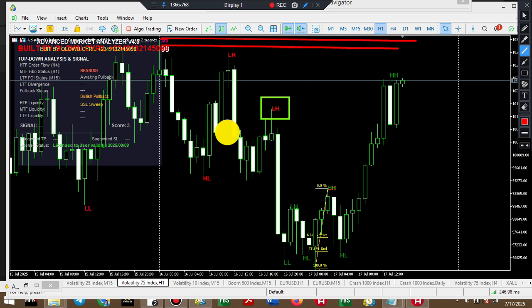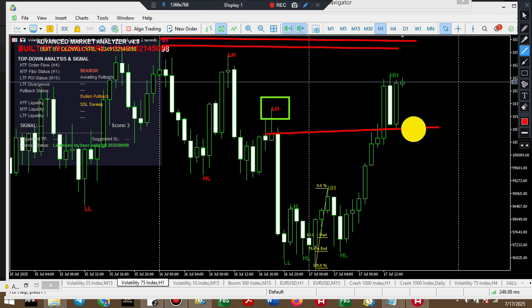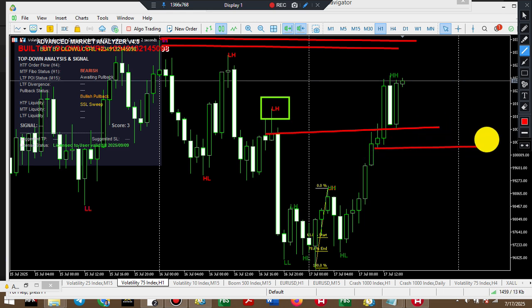But I must take my entry immediately this retest occurs. Immediately this retest occurs here, that is when I will have taken this buy. As this candle is closing, I'll place my buy and then hold. My stop loss will be a few pips around here. Then I'll hold it up to that level. There's a high probability that price is going to go there based on score 3 and structure in line with what the 3 time frames are doing.